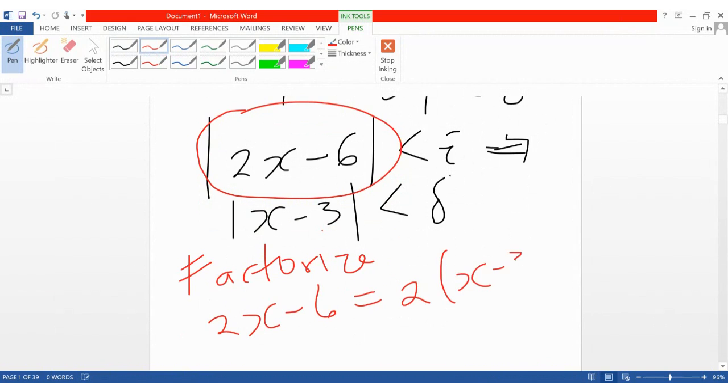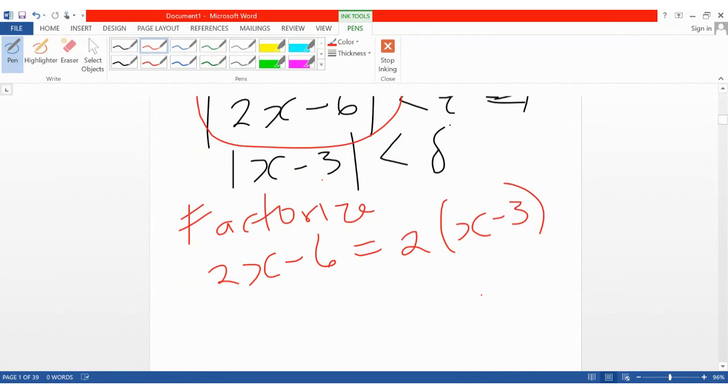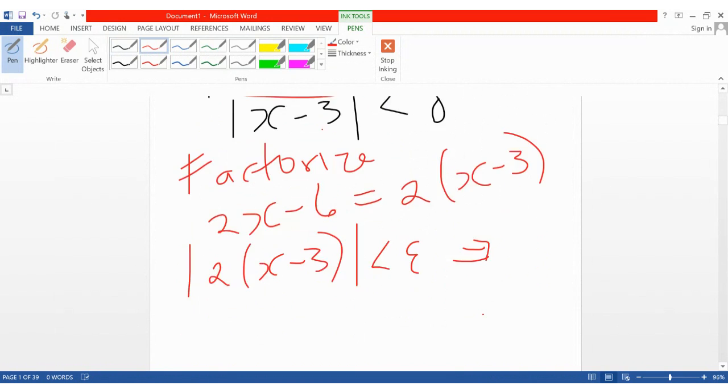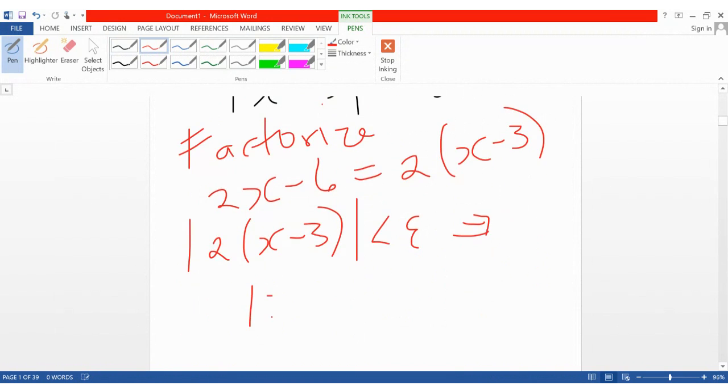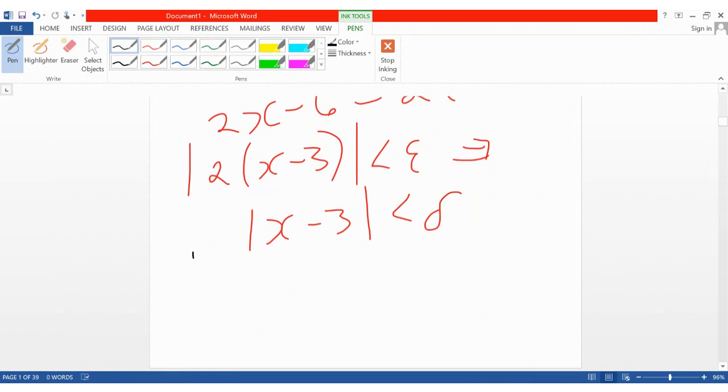So here you shall have what? The magnitude of 2 times x minus 3 is less than epsilon whenever what? Whenever the magnitude of x minus 3 is less than what? Delta. Now when you reach there, we can remove the 2 outside. We can distribute the magnitude.